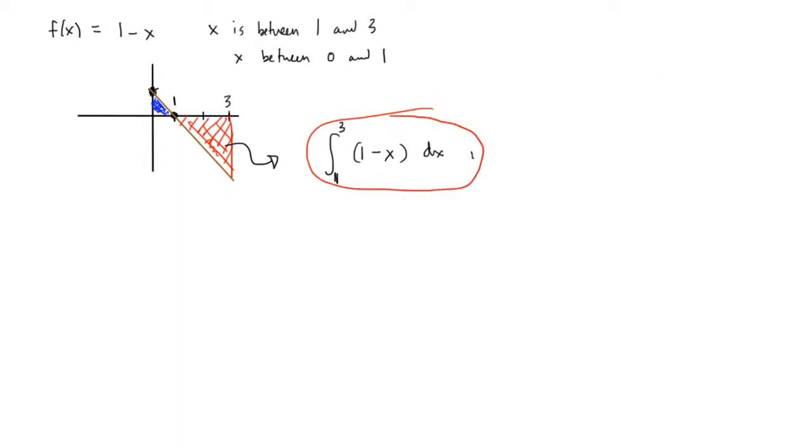And let's do the same thing. Let's write the area for, or the integral for the blue area. That would be the integral from 0 to 1. Oops, not f of x. We have a specific function here.